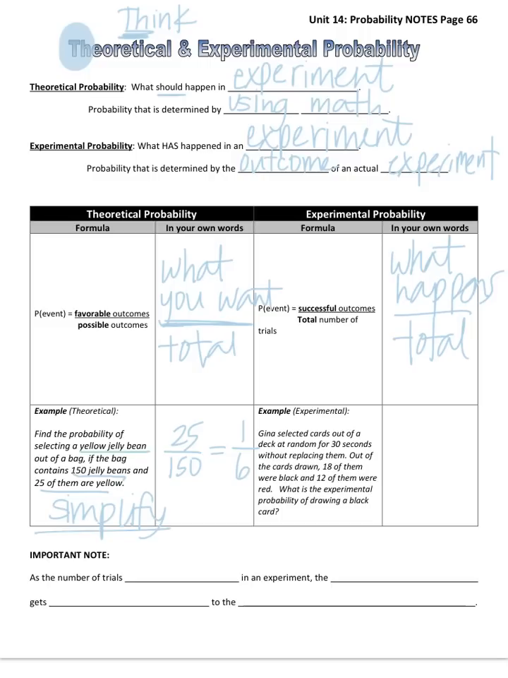Experimental. Gina selected, so she's actually doing the experiment, cards out of a deck at random for 30 seconds without replacing them. Out of the cards drawn, 18 were black and 12 were red. So 18 plus 12 gives you the total, which is 30. Okay, so what is the experimental probability of drawing a black card? So 18 out of 30. Your greatest common factor would be 6. 18 divided by 6 is 3. 30 divided by 6 is 5.